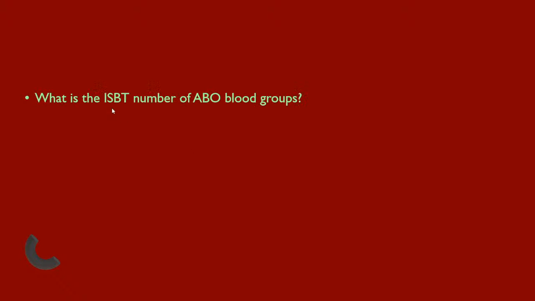What is ISBT? Basically, this is a number that is designated to blood groups based on the order of their discovery. Because ABO was the first one to be discovered, it is number 1. And is it important in the board exam to remember this one? For ABO it is, because it is designated as number 1.